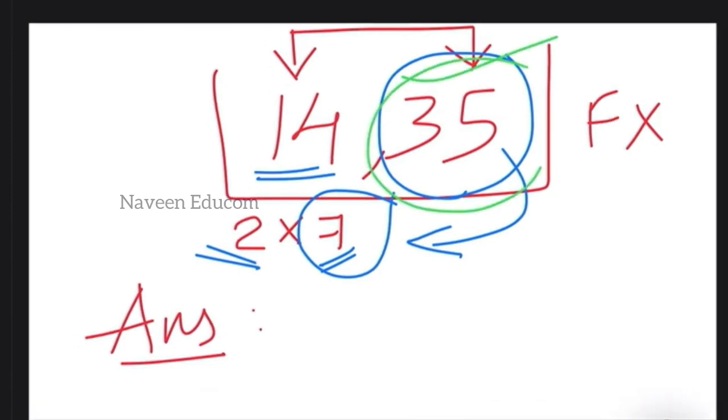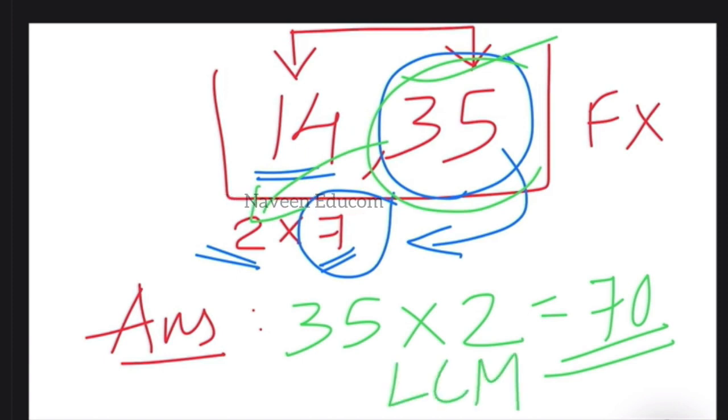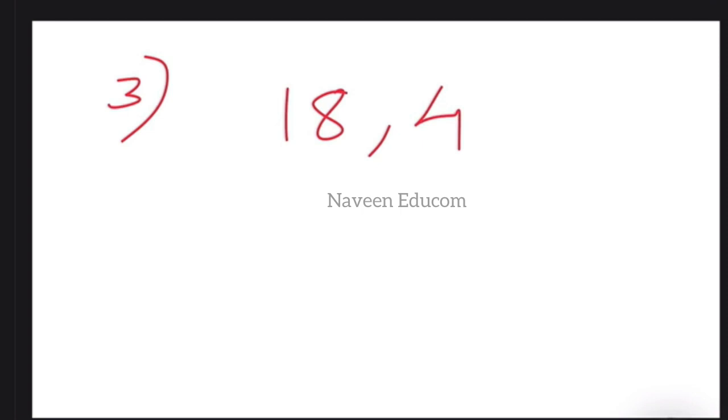You can see this green circle 35 into this 2. That is, 35 into 2 will give the answer 70. So the LCM here is 70. Hope you got it. It is not 35 into 7. It is 35 into 2, the number. So that we will be getting the LCM. For your ease of understanding, let us look into one more question of the same order.